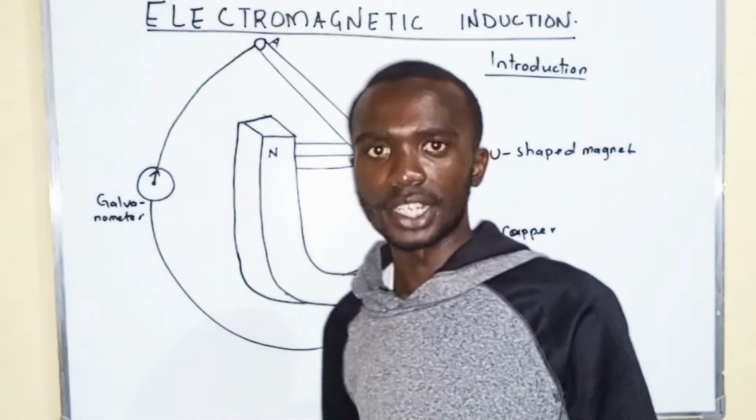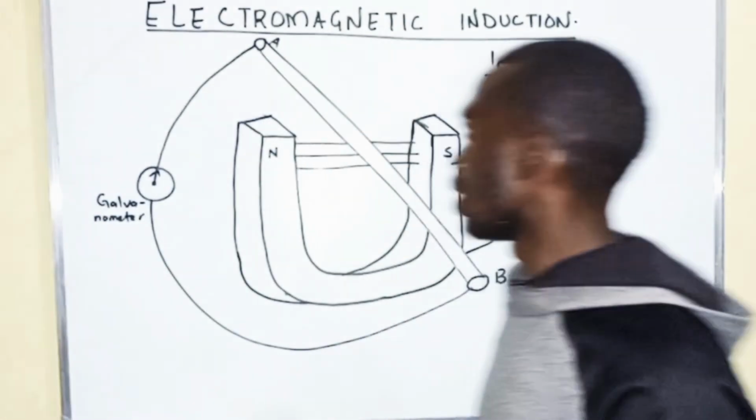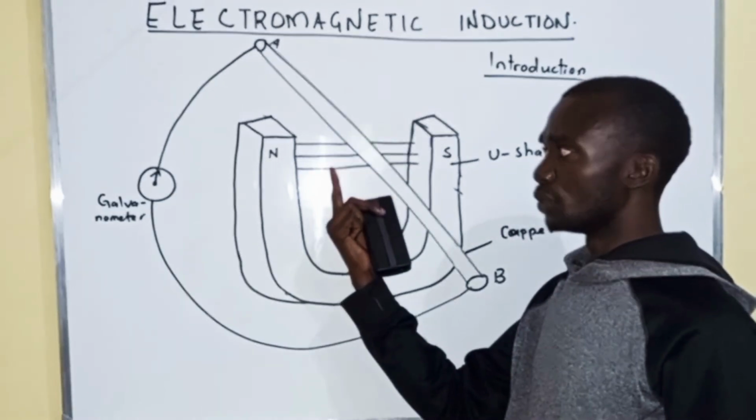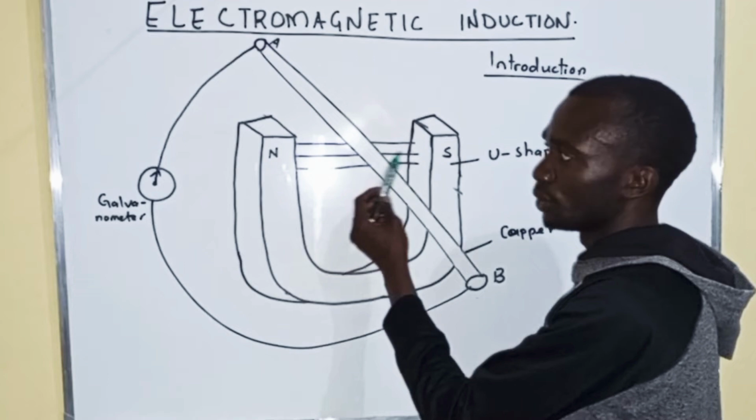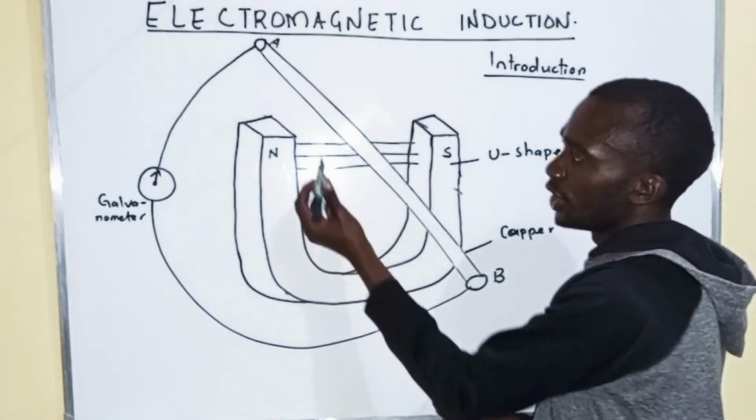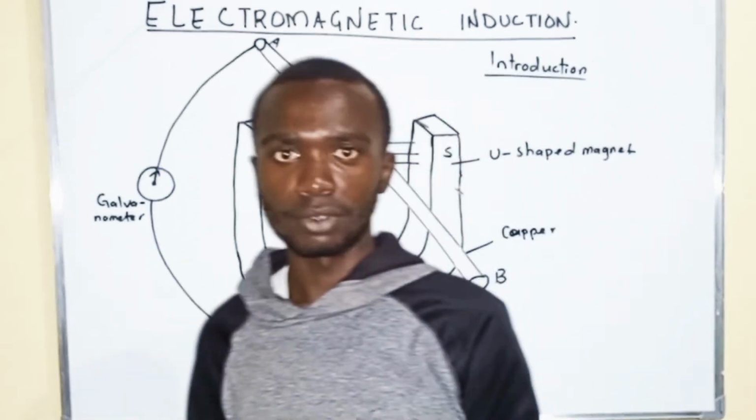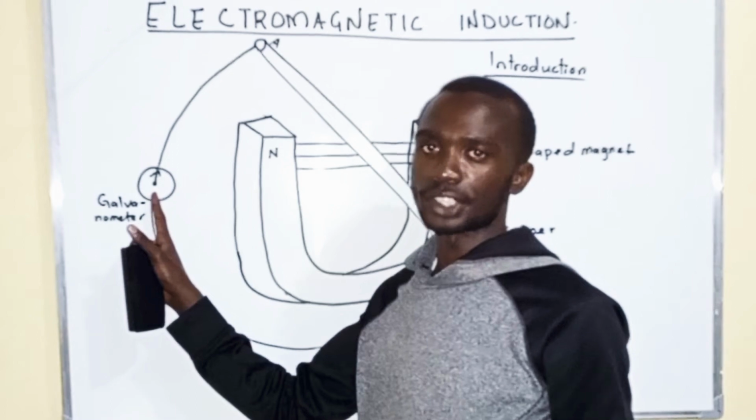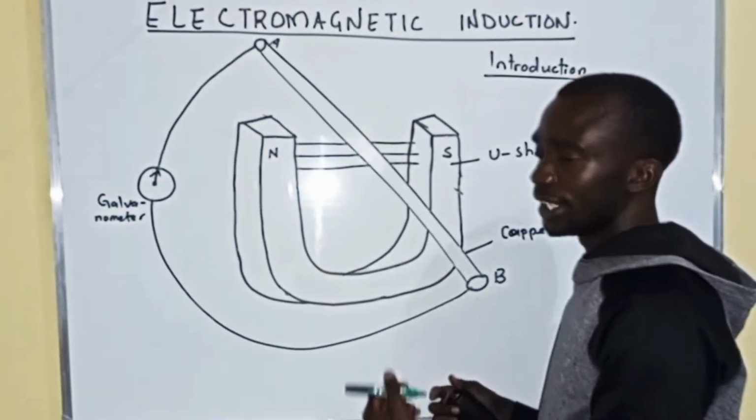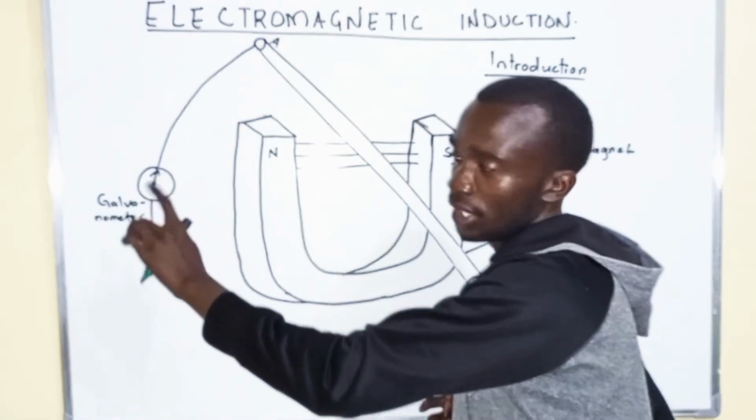Now, it is observed during the experiment that when a conductor is moved to cut the magnetic field, the magnetic field here is north and south. In between is a magnetic field. These straight lines are known as the magnetic field lines. When the conductor is moved in the magnetic field, the pointer of the galvanometer deflects. Let us say you move the conductor downwards, the galvanometer pointer is going to deflect.